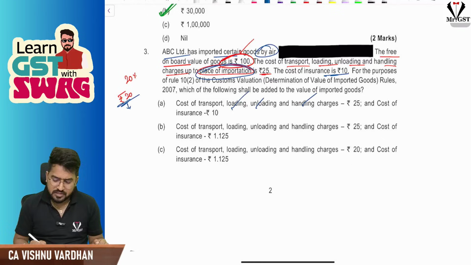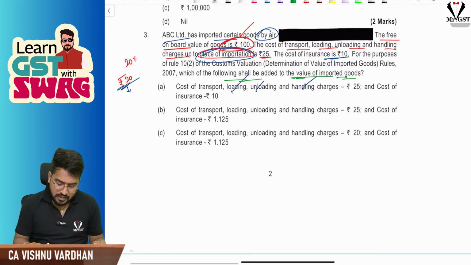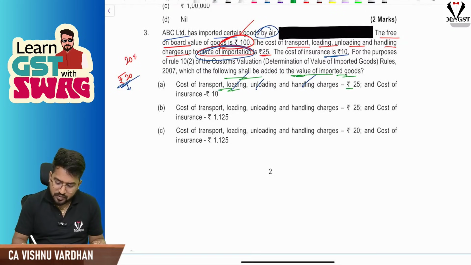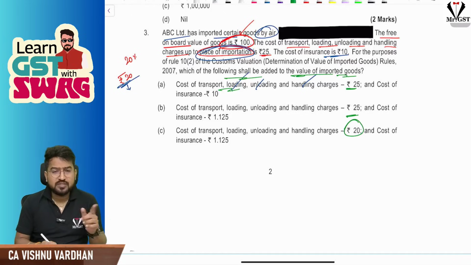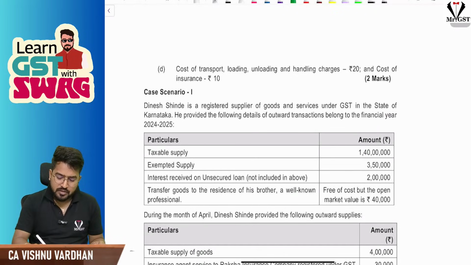Cost of insurance is 10 rupees. They want to know what will be the value of the imported goods. Here they give this 25 rupees. No, we will not take 25 rupees. 25 rupees, wrong answer. 20 rupees we should take. But cost of insurance, because actuals are available, 10 rupees, you cannot take 1.125% all that. So this is also wrong answer. So obviously the last option is left, that is the correct answer. Of course, it should be the correct answer. So 20 rupees you should take.